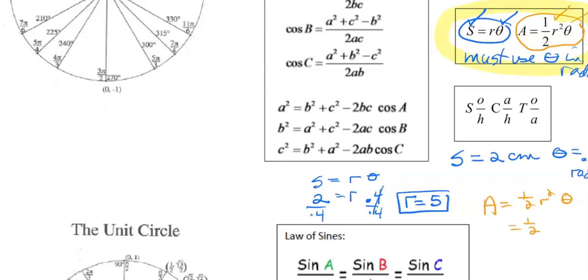The r in this case is 5. I'm going to square it and get 25. My theta ends up being 0.4 because that's what they gave me up here. And on your calculator, if you say 0.5, which is 1/2, times 25 times 0.4, you're going to get 5 for your area. So 1/2 times 25 times 0.4 gives me an area of 5. And that completes this video.